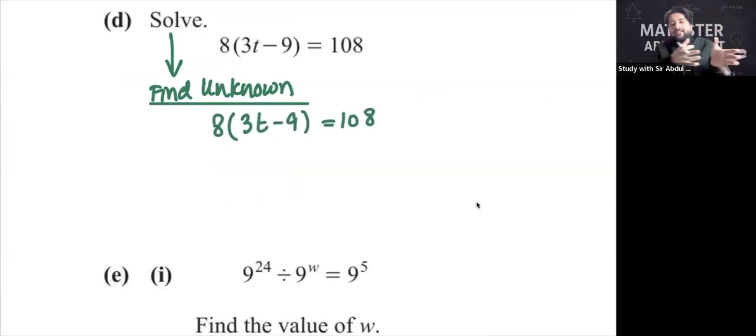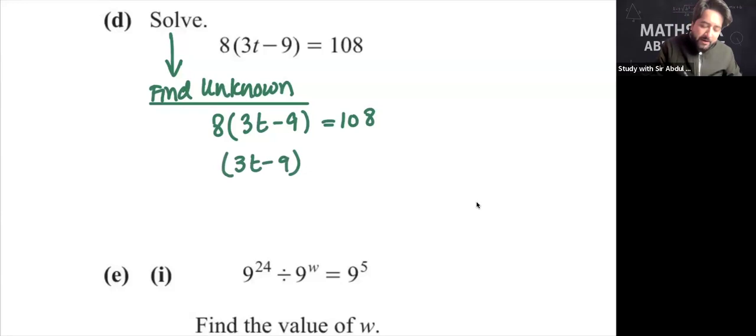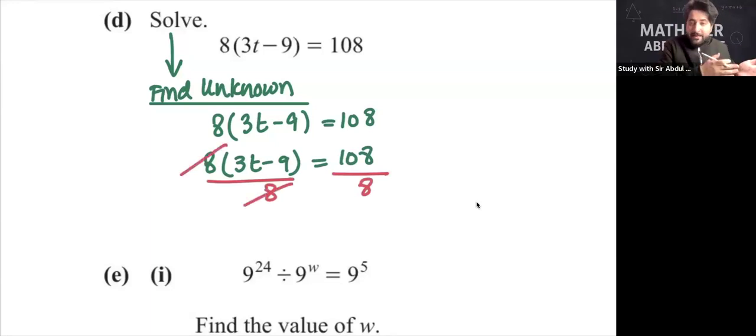I'm interested in taking this 8 to the other side of the equation. I don't want to multiply this with a bracket. I don't want to complicate my question. That's what simple language is. So I am dividing by 8 on both sides. So let me divide by 8 on both sides. This will cancel the left side 8, but 8 will be there on the right side.